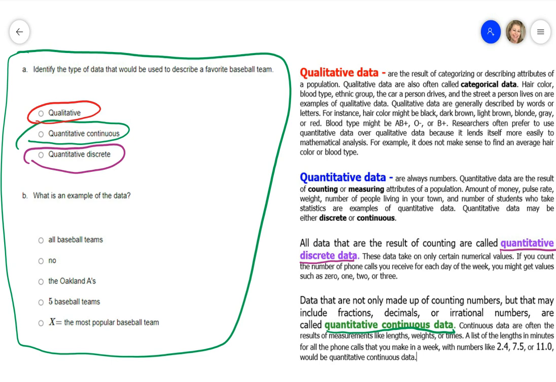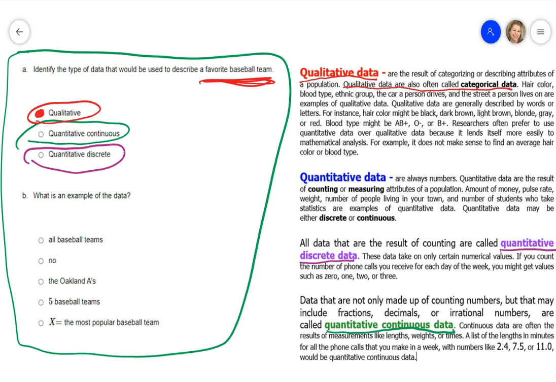If somebody asks me what my favorite baseball team is, it doesn't involve numbers at all. It's just, hey, this is who I like. That would fall under qualitative data. That results in describing attributes of a population. The population would be the baseball teams, and you'd be saying, hey, I like this particular one. So you're falling under qualitative data, period. They give examples of hair color, blood type, ethnic group, the car a person drives, the street a person lives on, the favorite baseball team. So the answer is qualitative.